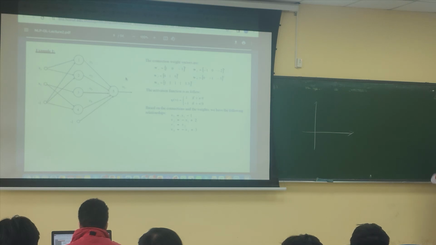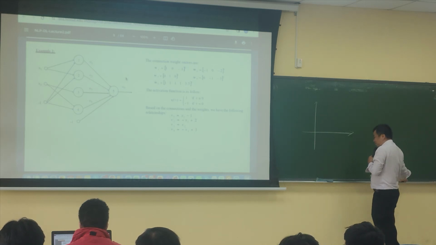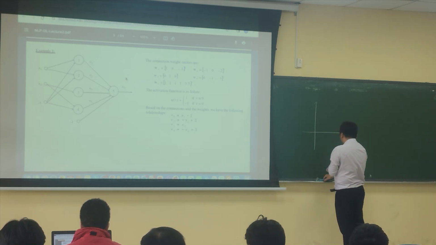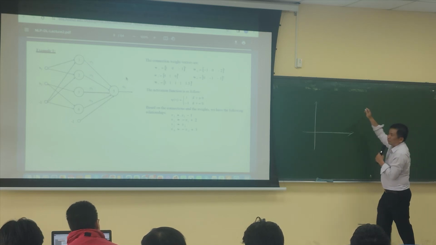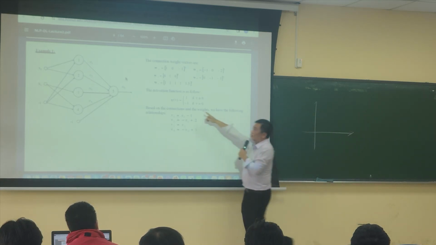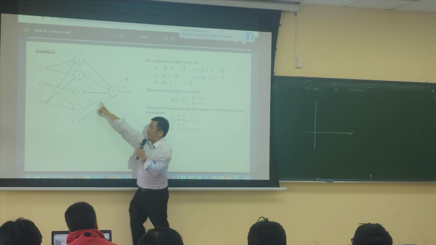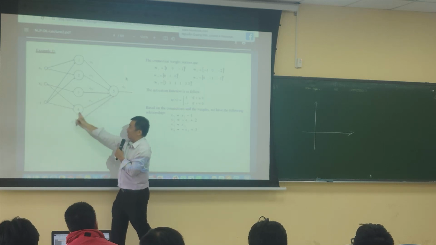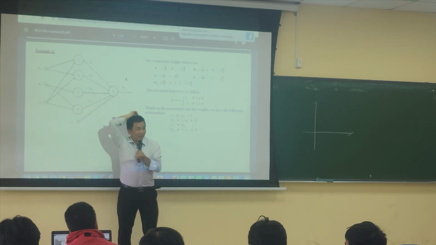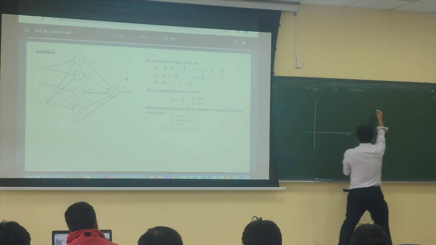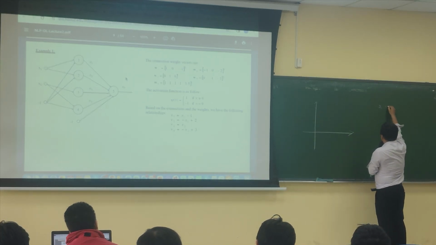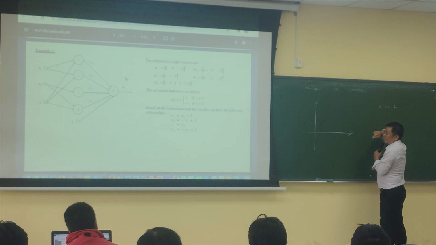If we have time, I will let you do some exercises for fun. But now I will solve it for you. Okay, so you see, neuron 5 is the final output. This is the input layer, this is the hidden layer, and this is the output layer. So in order to be activated, that means alpha equals 1.